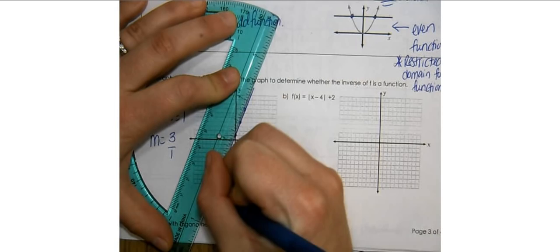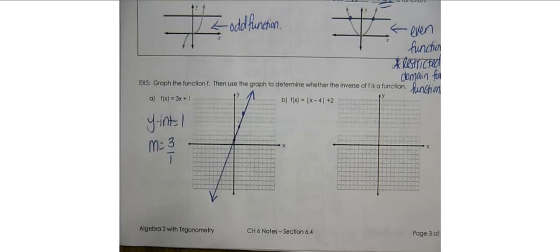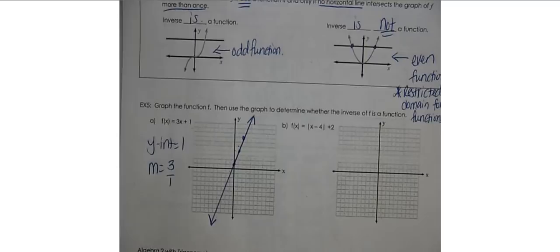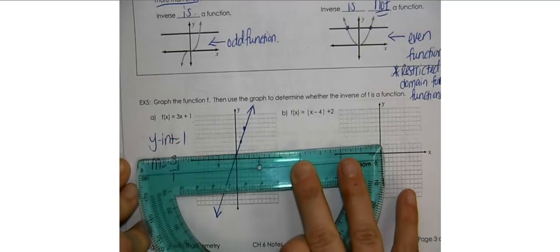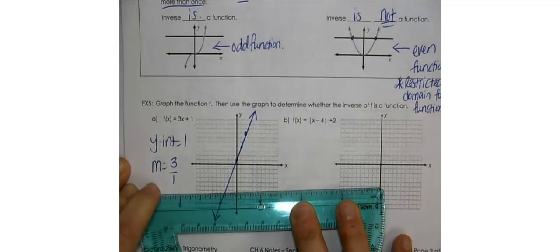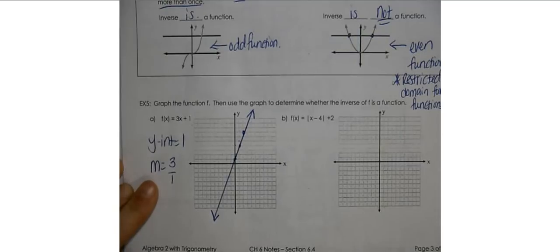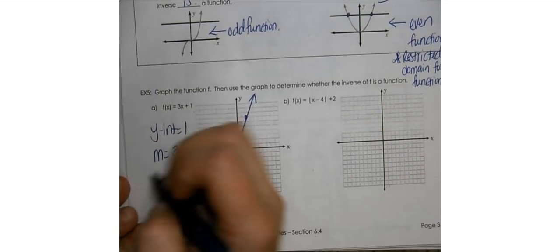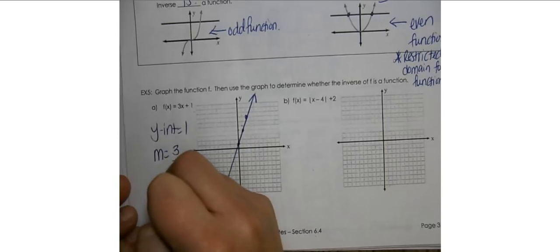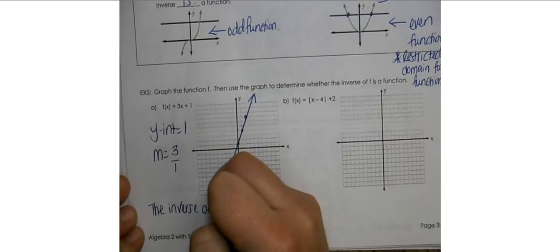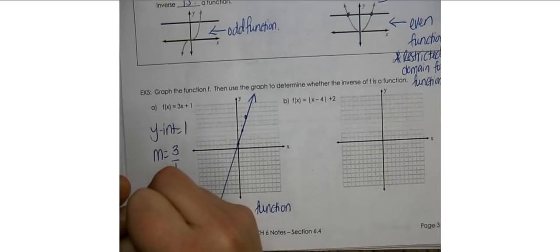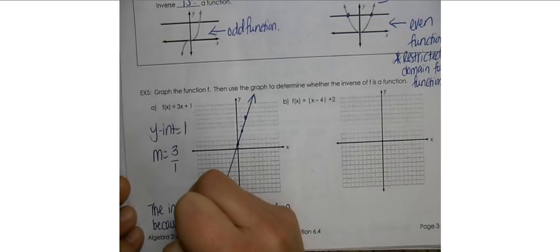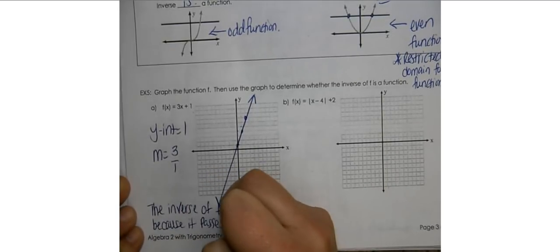And here is my line. If I were to draw a horizontal line going through any of these points, it only crosses one point at a time. So therefore, we can say the inverse of f is a function because it passes the horizontal line test, the HLT.